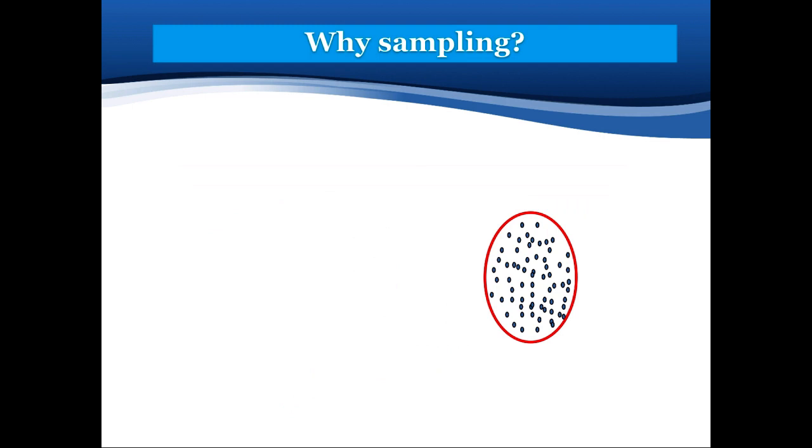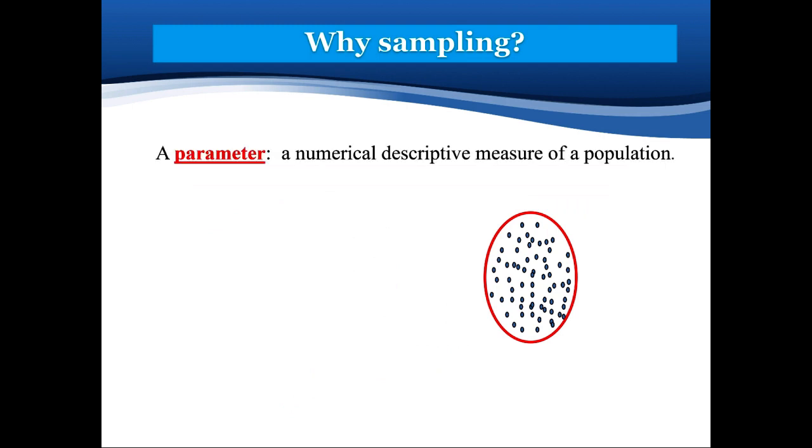Firstly, we will learn two definitions. A parameter is a numerical descriptive measure of a population. Because it is based on the observations in the population, its value is almost always unknown. For example, population mean, population standard deviation, population variance are parameters.